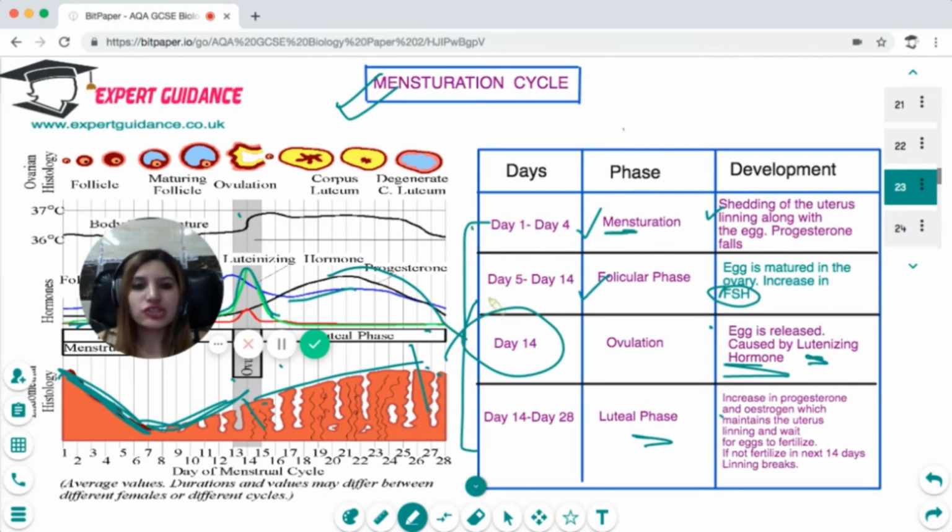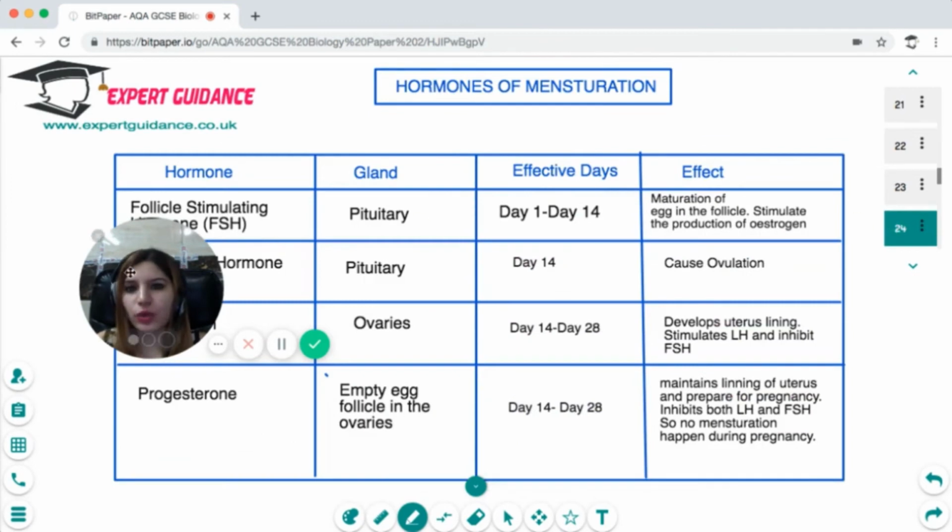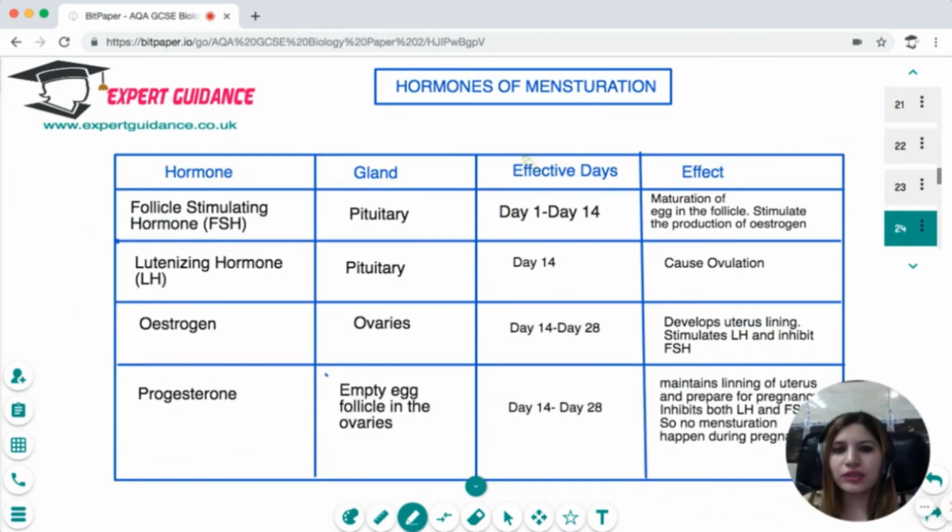Okay, so you should know what are the changes that take place in all these days, what is the phase, and what are the hormones that are involved. So what are the hormones that are involved in menstruation? These are four hormones: follicle stimulating hormone, luteinizing hormone, estrogen and progesterone. Follicle stimulating hormone and luteinizing hormone are released by the pituitary, and they are required in the first 14 days.